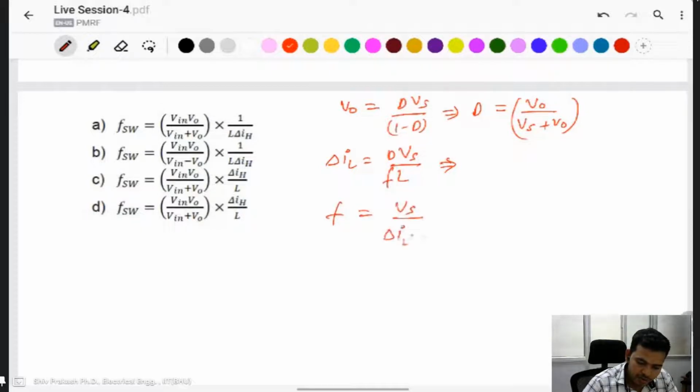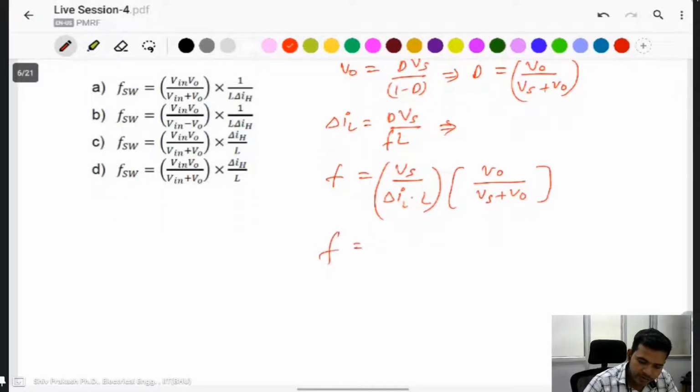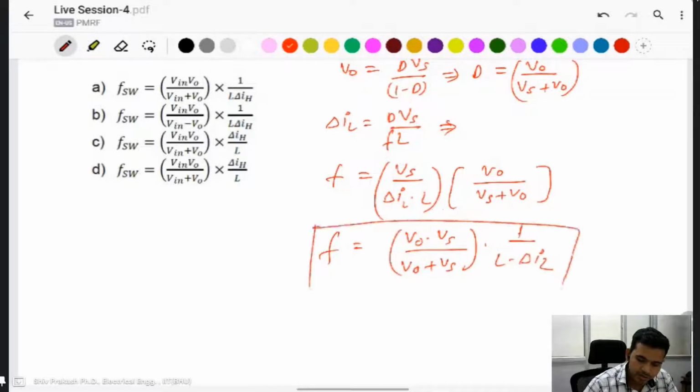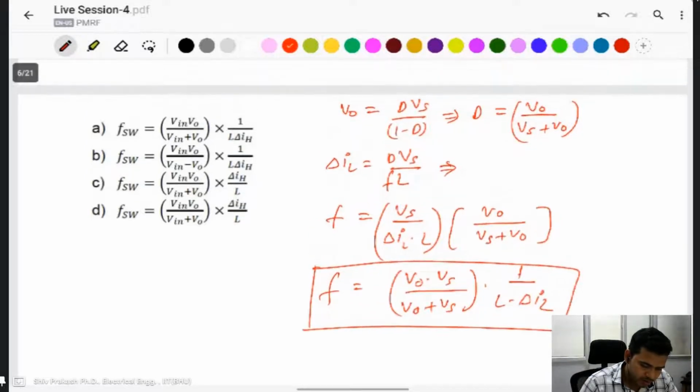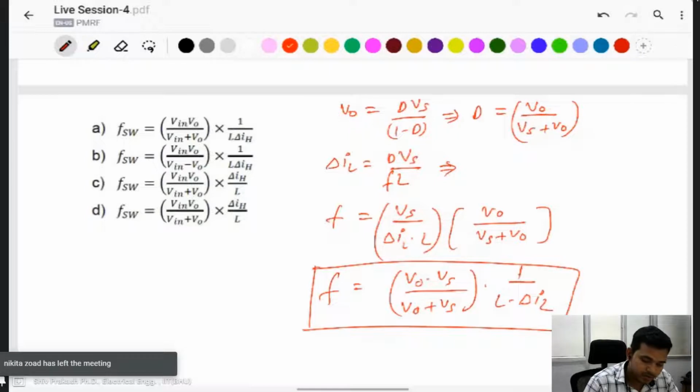Delta L into D is equal to V naught divided by Vs plus V naught, and find the frequency V naught Vs divided by V naught plus Vs into 1 by L into delta L is the frequency. Which of the options is correct? I think the first option is correct.